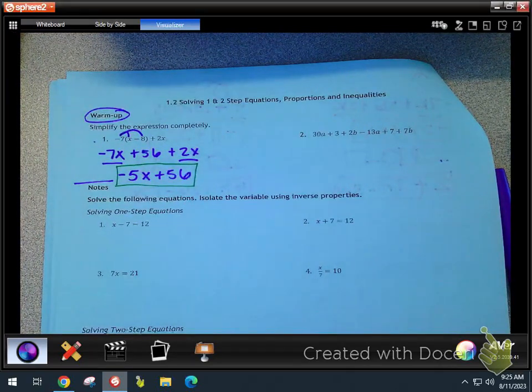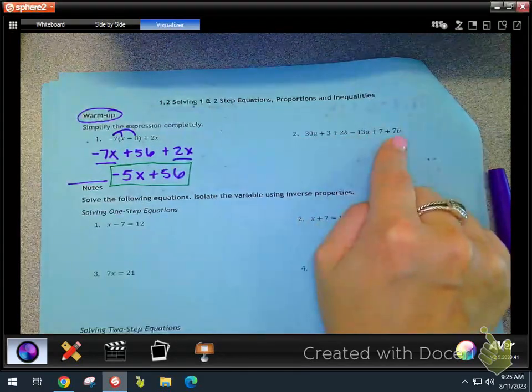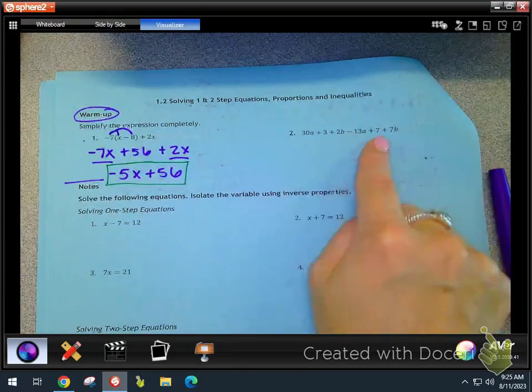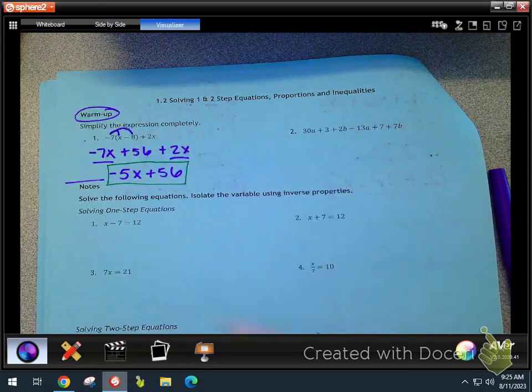Y'all did really good on that one. I walked around and most of y'all had that one done already. The second one I had a couple more questions about. But in my opinion, I think the second one is a little bit less work, because do you have to distribute here? No. I think y'all might see this and be like, whoa, that's a lot, and it kind of looks overwhelming.